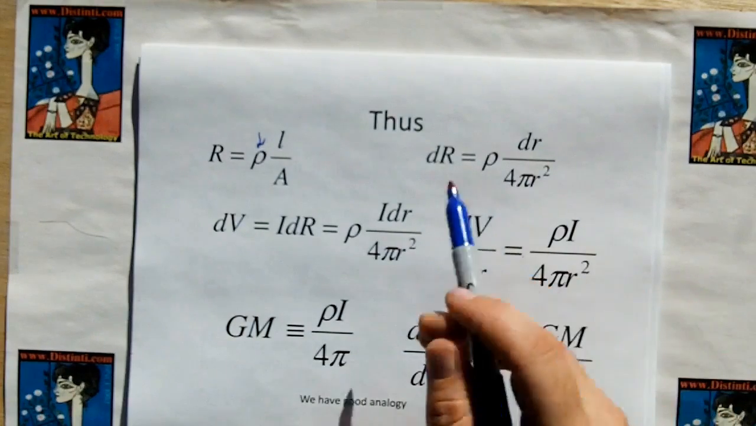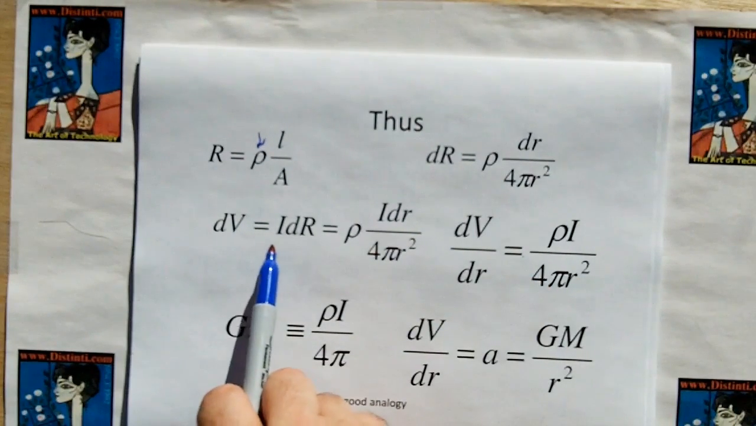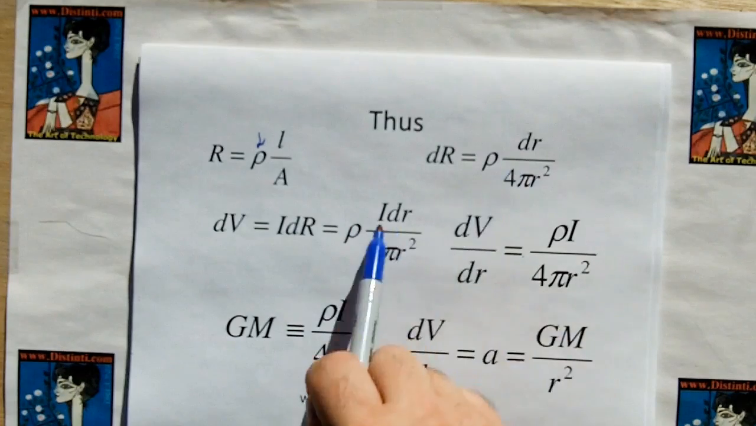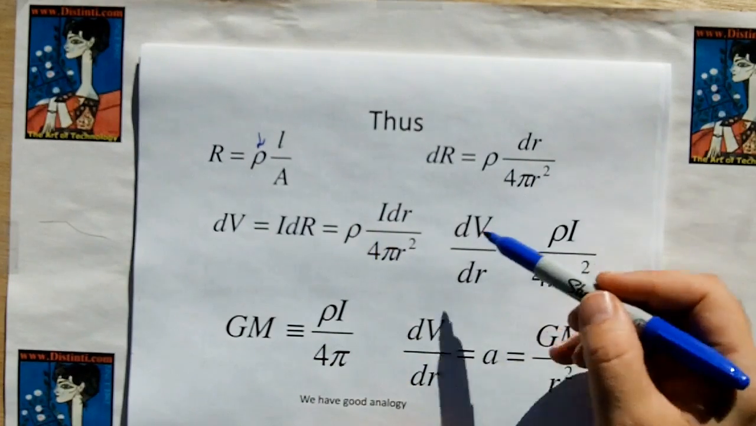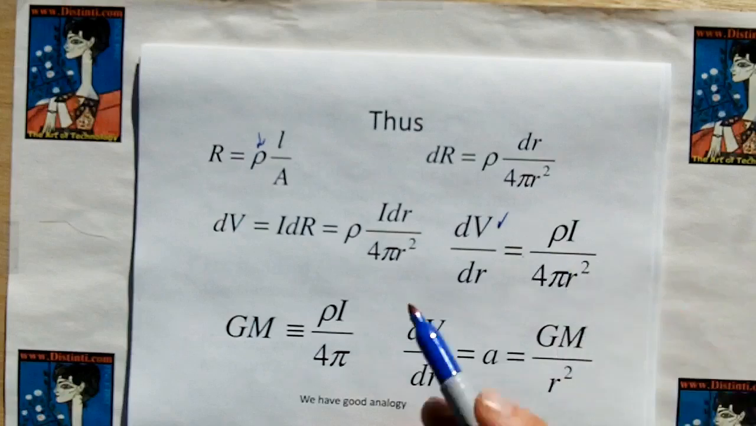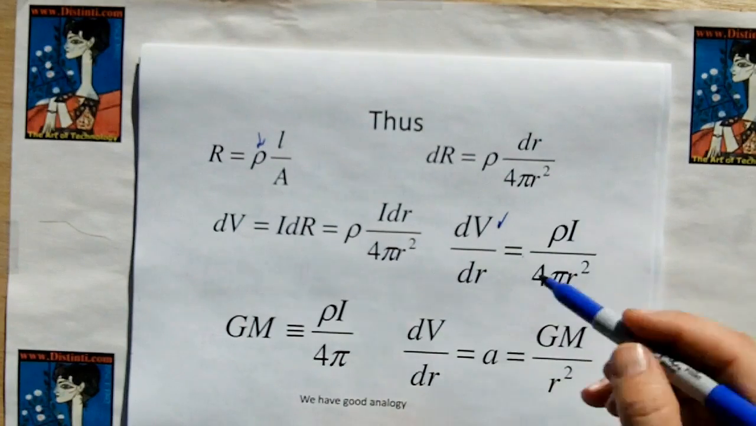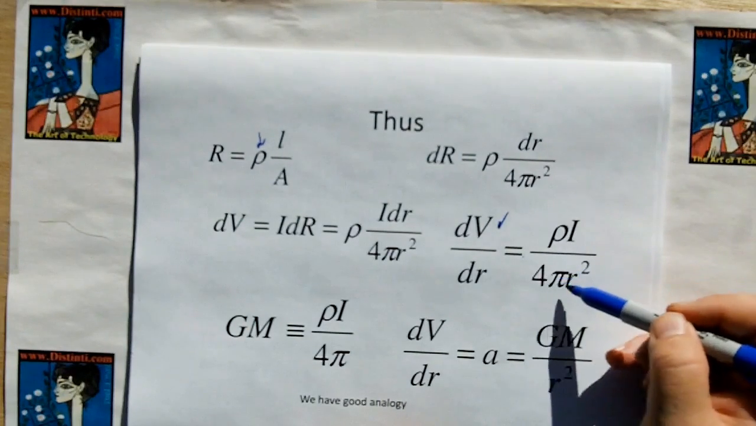Okay. And then we say that dV is equal to I times dr, so we multiply that by I. And then we want to get to dV/dr because that's going to be our analog for acceleration. And so we end up with rho I over 4 pi r squared.